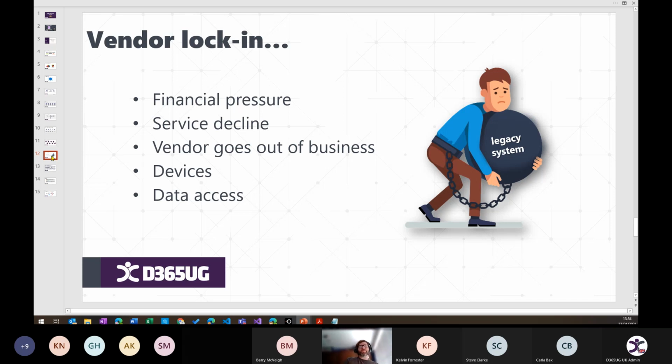Issues with devices, working on a legacy piece of software that could be like an Access database backend, and you're limited as to what devices you can use, or you can't use it on your iPad or your Android phone. That's an issue. And also the final one is data access. They've bought a piece of software off the vendor, and actually it's hosted somewhere in the vendor cellar, and they can't really get access to the data and use it in any useful way to get the insights that they may need.